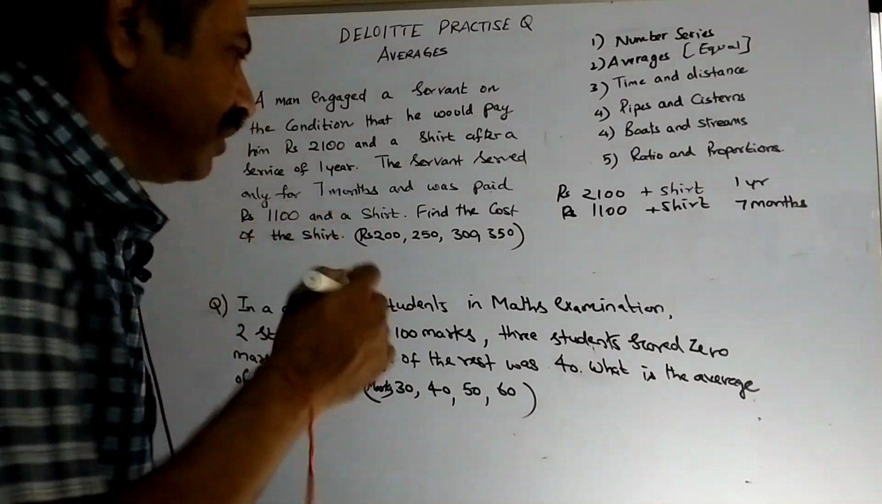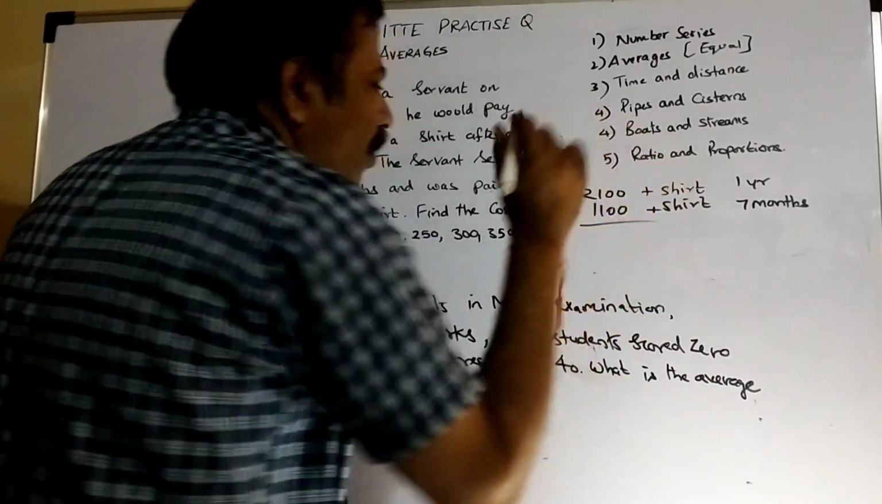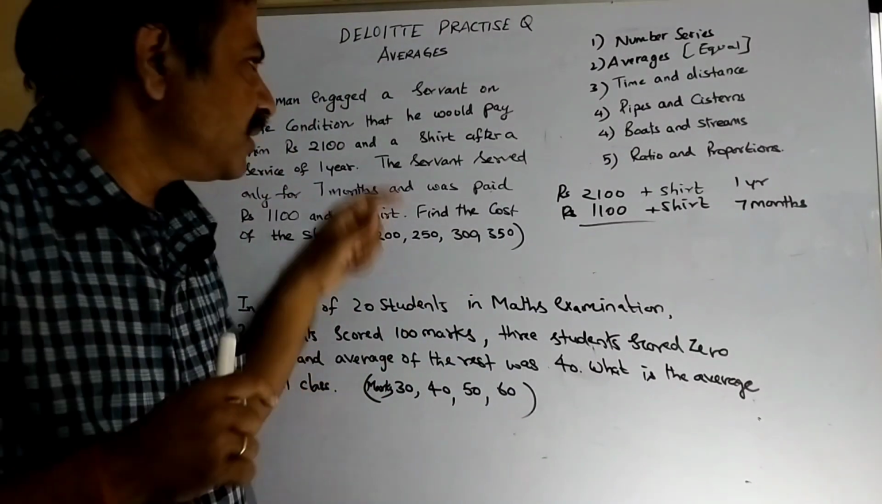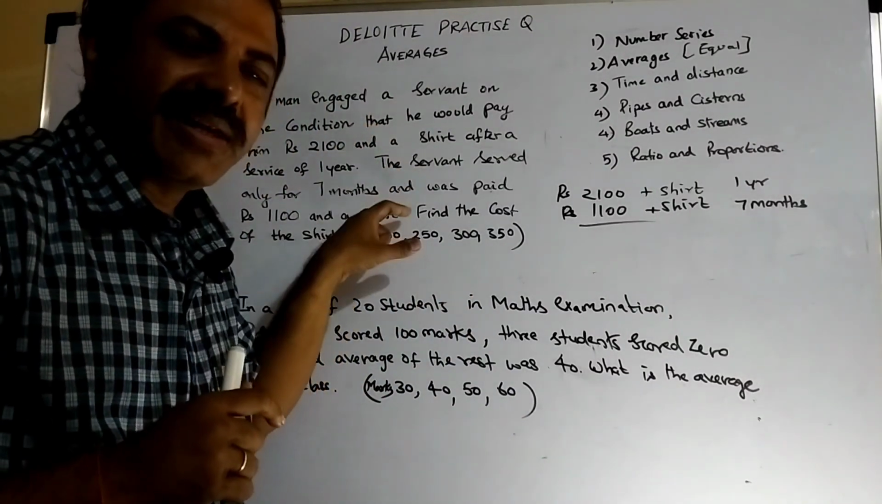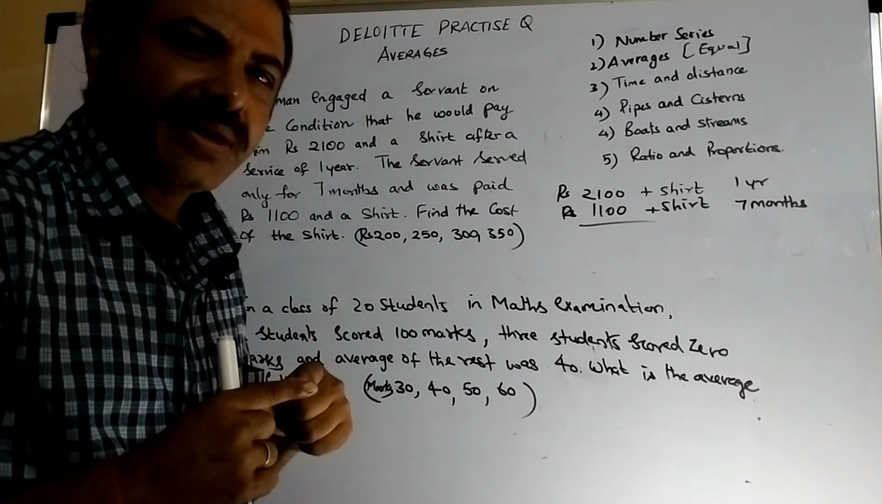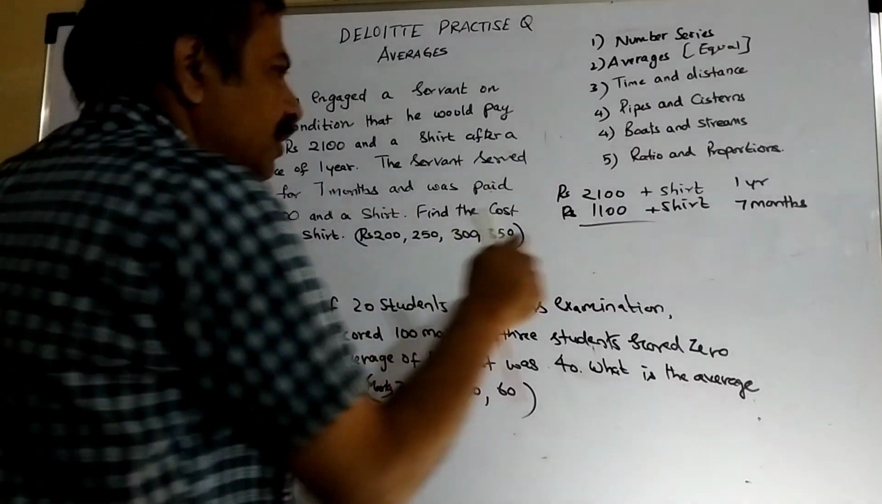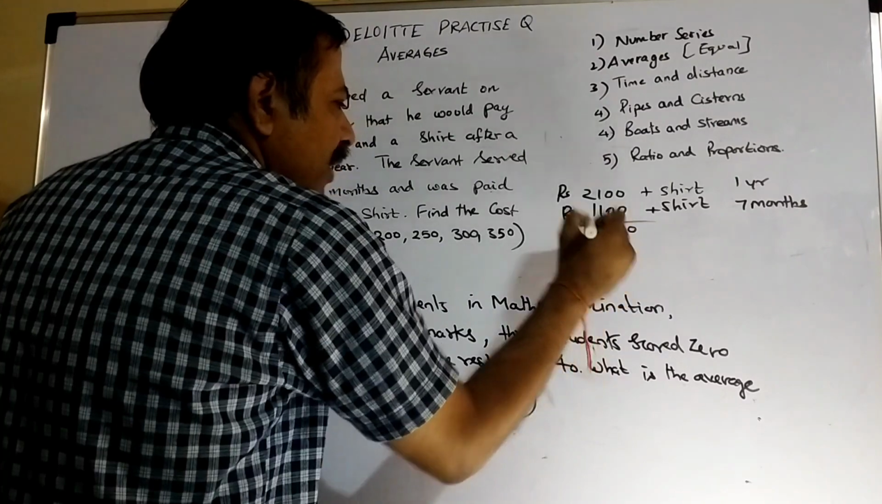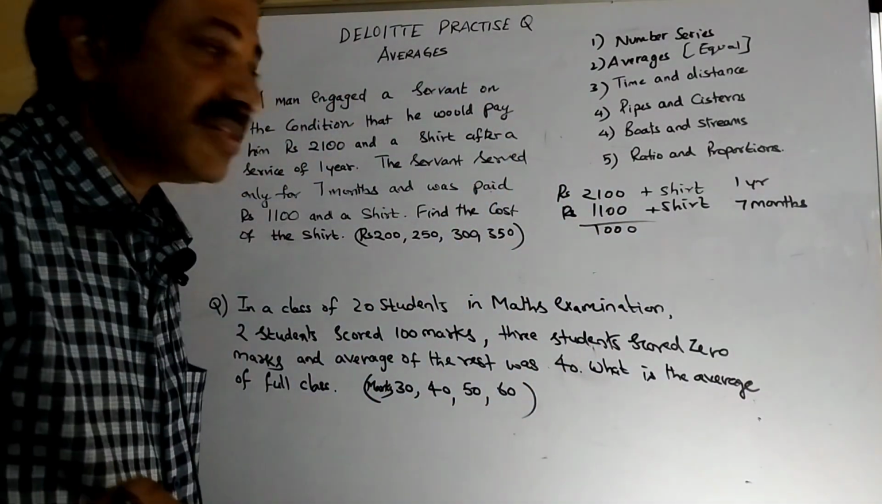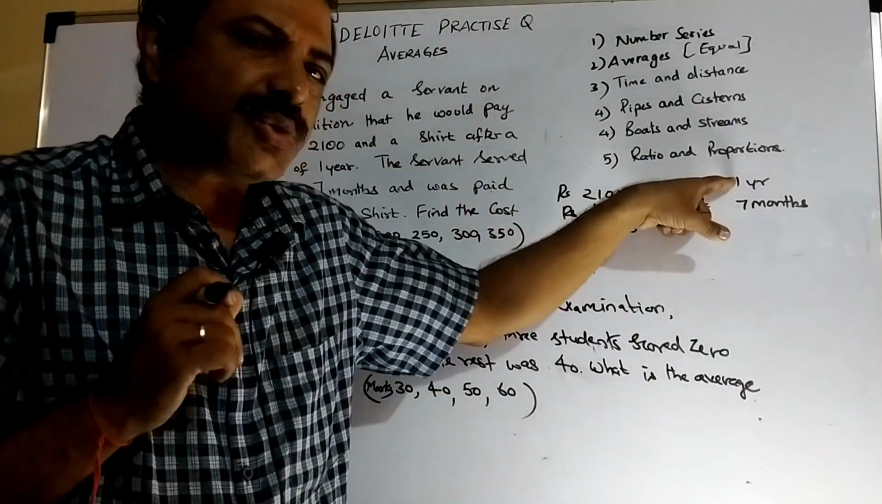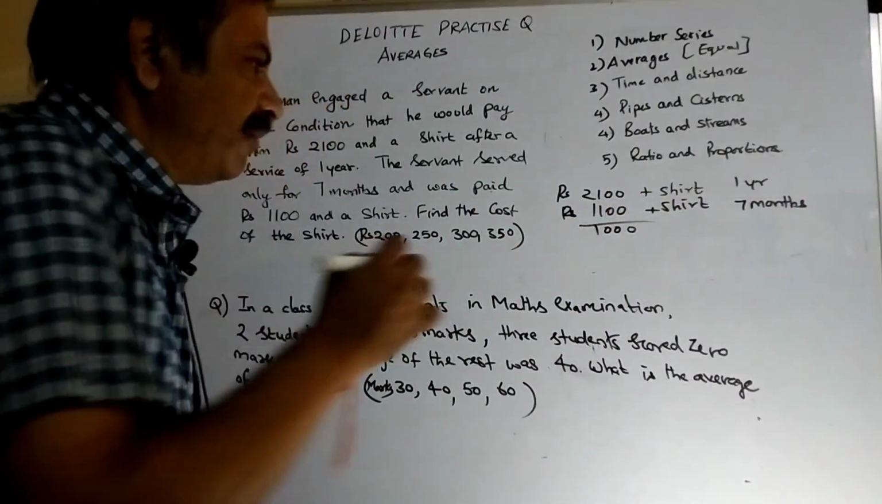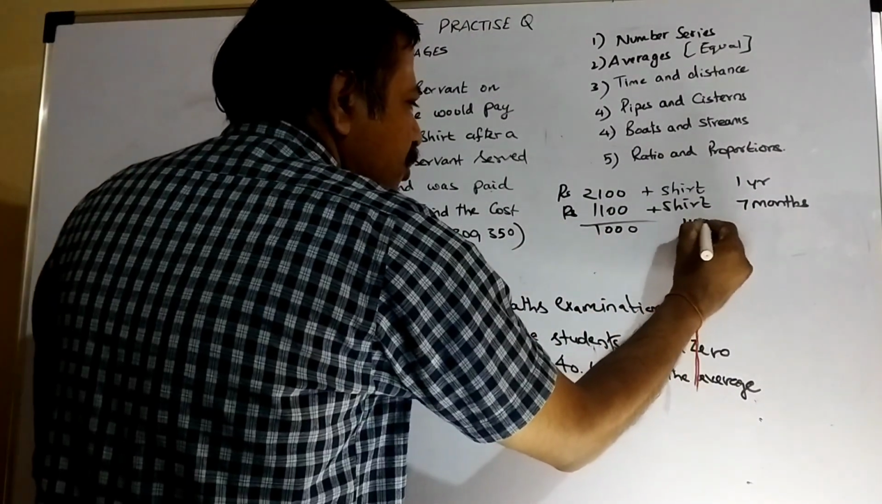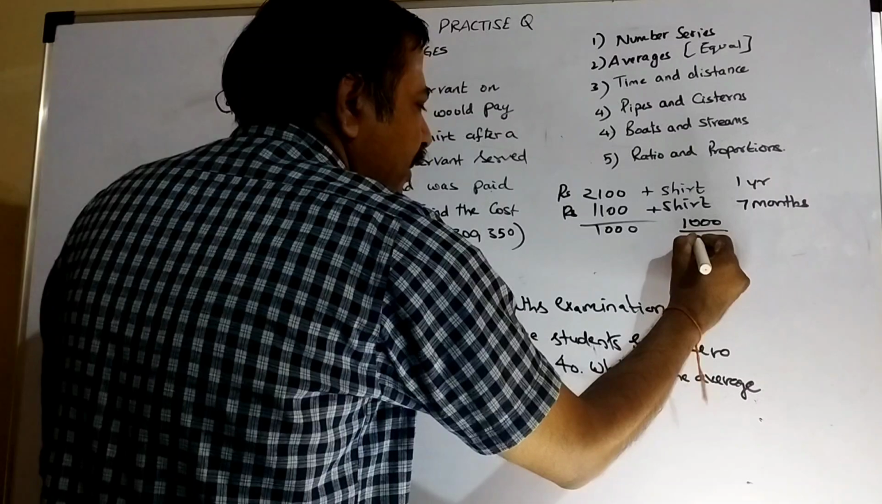So first of all, dear friends, what is the difference? What is in the beginning? What is in the latter? What is the difference between both? That will give you the answer. If you see here, 2,100 minus 1,100 is 1,000 rupees. Difference is there. In months, 1 year means 12 months. He worked only for 7 months, no? So 1,000 rupees difference.